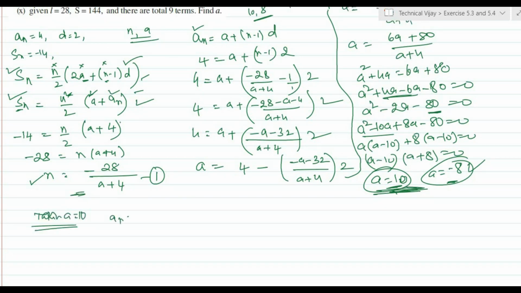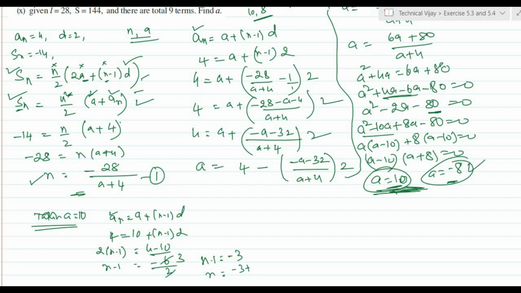So now aₙ = a + (n − 1)d. We know aₙ is 4, a we will take 10, plus (n − 1) into d, which is 2. So 2(n − 1) = 4 − 10. So n − 1 = −6 divided by 2, so n − 1 = −3. So n = −3 + 1 = −2. So n cannot be negative, because the number of terms cannot be negative.